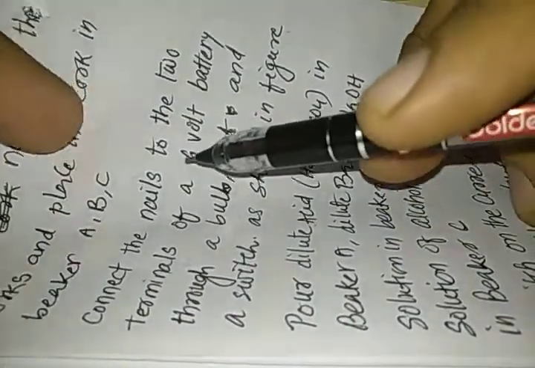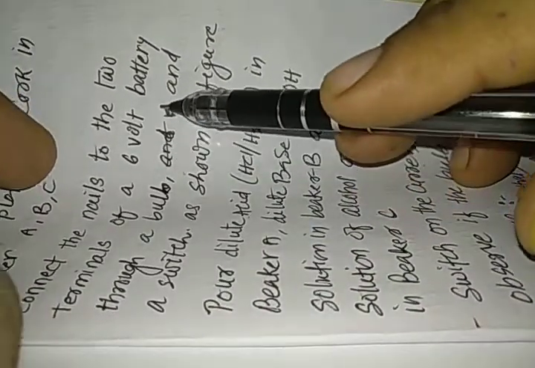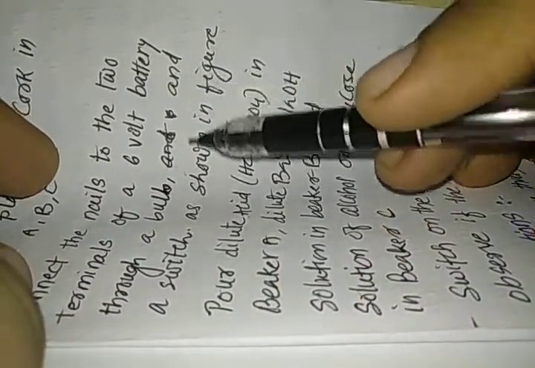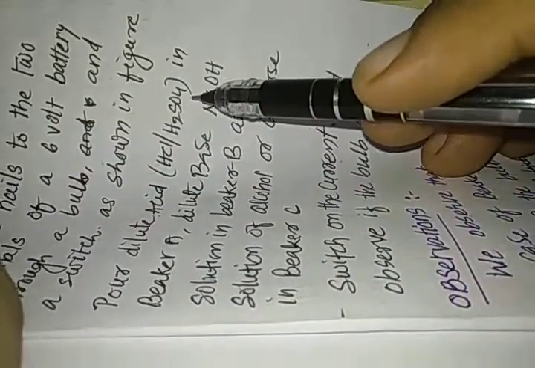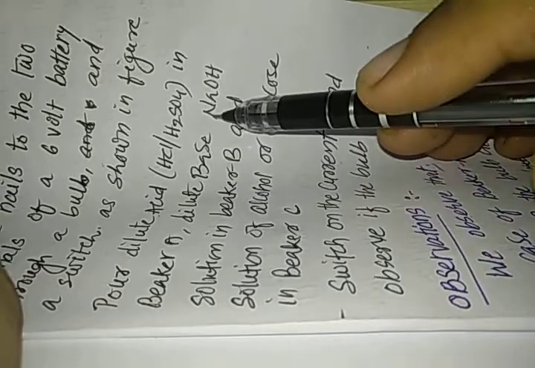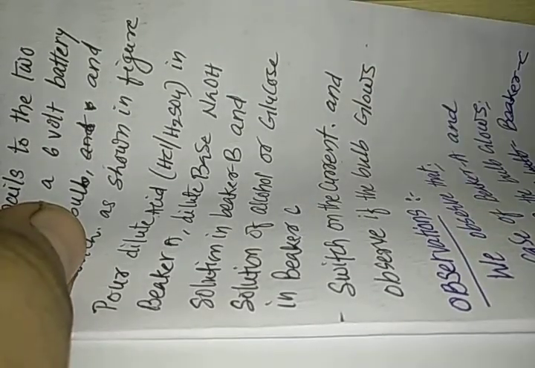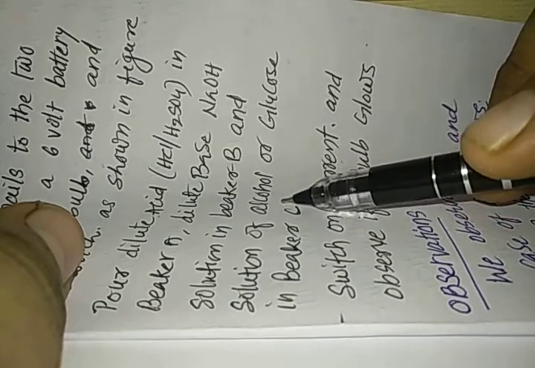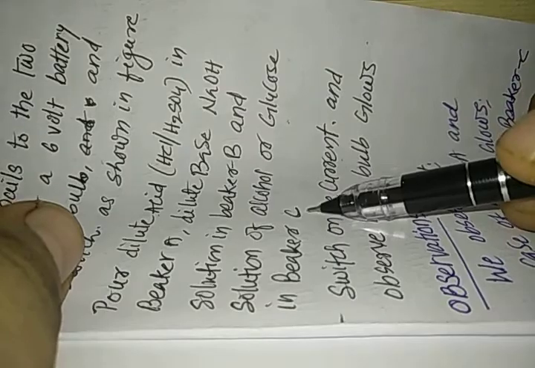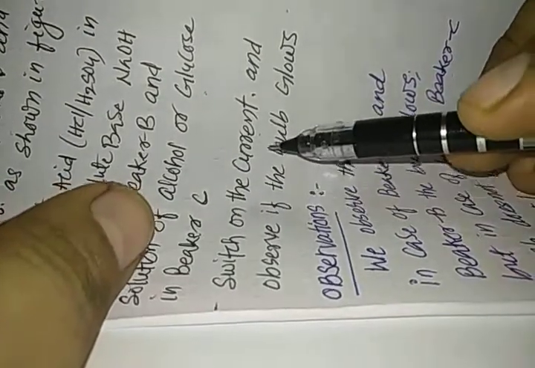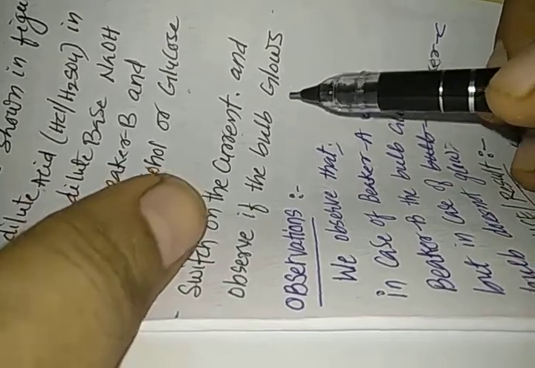Now connect the nails to the two terminals of a 6-volt battery through a bulb and a switch as shown in the figure. Pour dilute hydrochloric acid in beaker A, dilute base sodium hydroxide solution in beaker B, and a solution of alcohol or glucose in beaker C. Switch on the current and observe if the bulb glows or not.